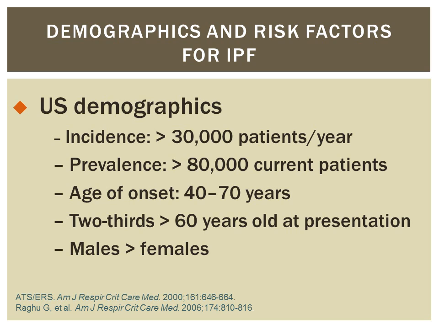Demographically, there's approximately 30,000 or more patients diagnosed per year. The prevalence is greater than 80,000 current patients with this diagnosis. The age onset is 40 to 70, with patients in the 60s to 70s at most common presentation age. 2/3 of the patients are over 60 years of age at presentation, and males outnumber females. In Florida, with our retired population, we are in a hotbed for this disease process and should be considered in the differential diagnosis of anybody with shortness of breath and interstitial changes on their chest x-ray.